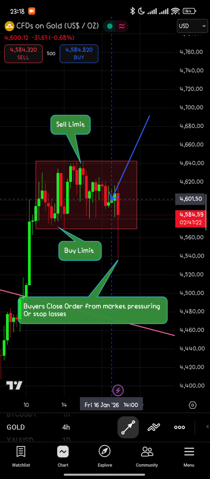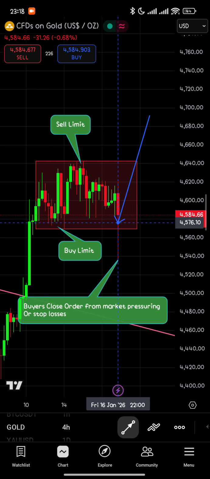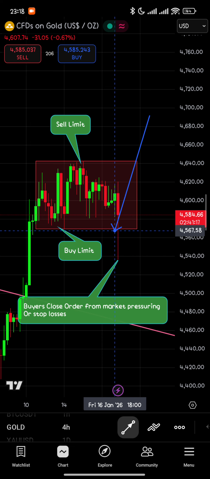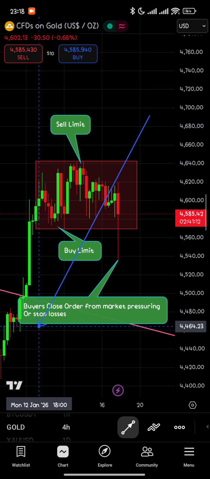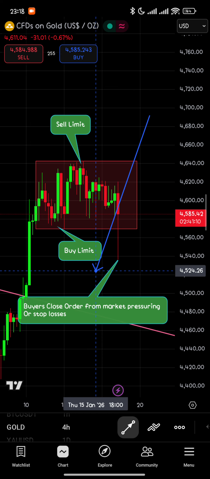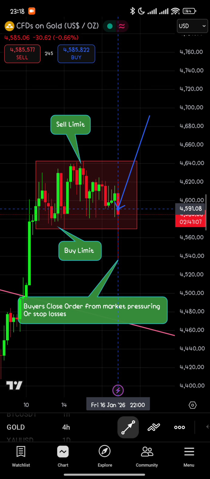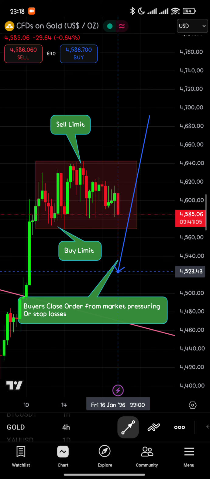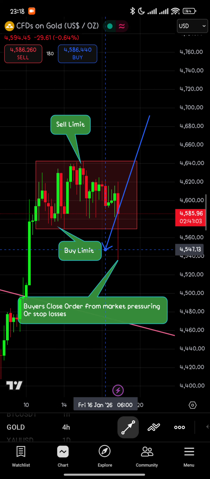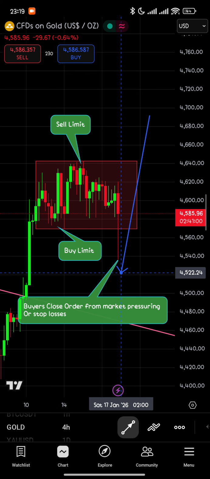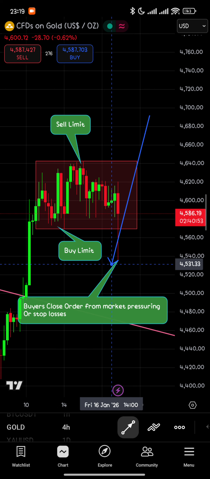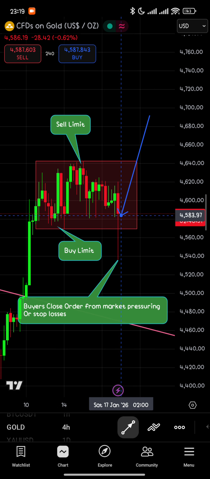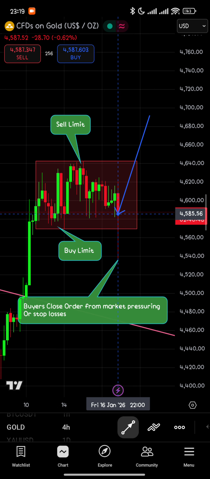So right now, there are only buyers in the market, right? Because price has dropped, and pressuring buyers into closing their orders or stop losses doesn't mean all buyers are out of the market. Right now there are buyers in the market, but they are fewer, because a number of them would have been pressured into closing their positions. A number of them would have had their stop loss triggered, or they call it a liquidity sweep, right? So the stop hunt has triggered and now it is pulling back.